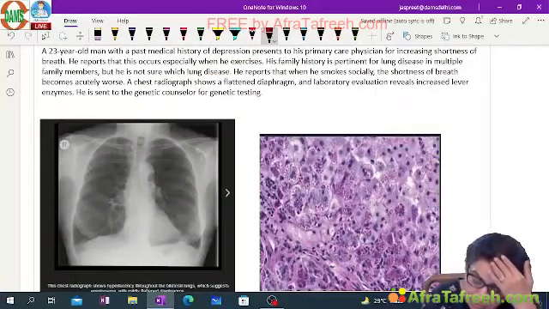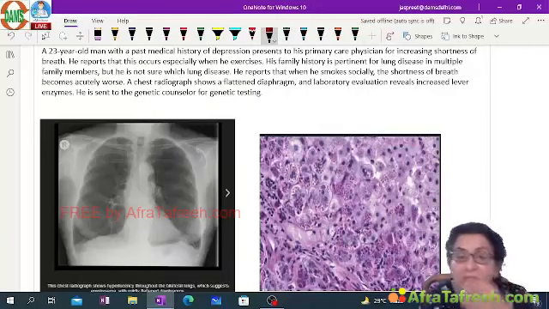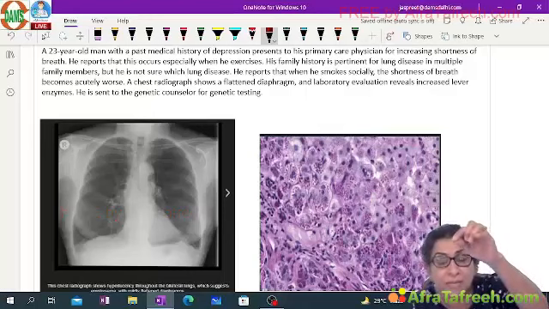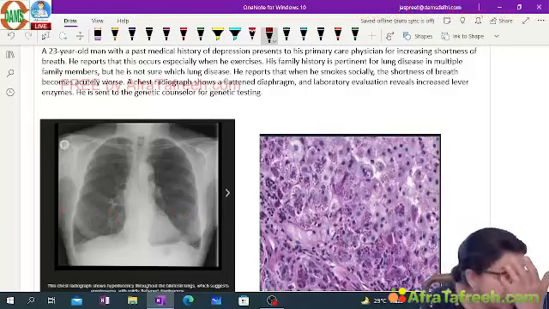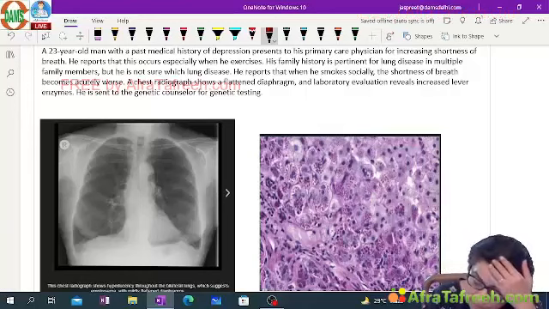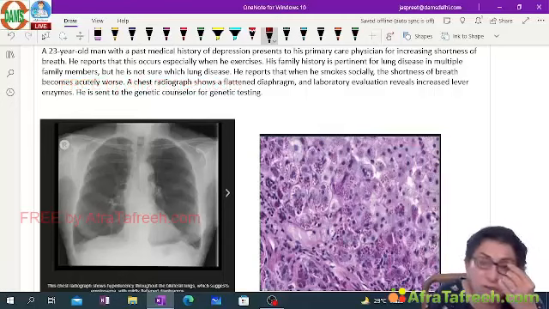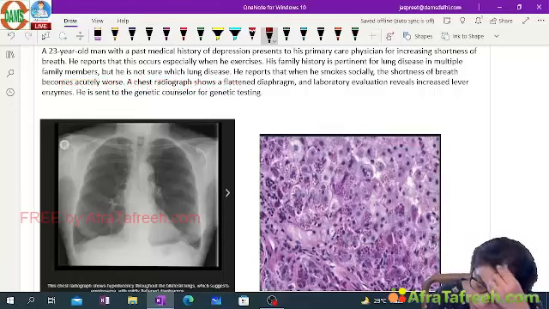A 23-year-old man with past history of depression presents to primary care physician with increasing shortness of breath. He reports that this occurs especially when he exercises. His family history is pertinent for lung disease in multiple family members. So now see, there is a family history. It is an autosomal codominant inherited disease. So very important is to look for family history. His family history is pertinent for lung disease in multiple family members, but he's not sure which lung disease.